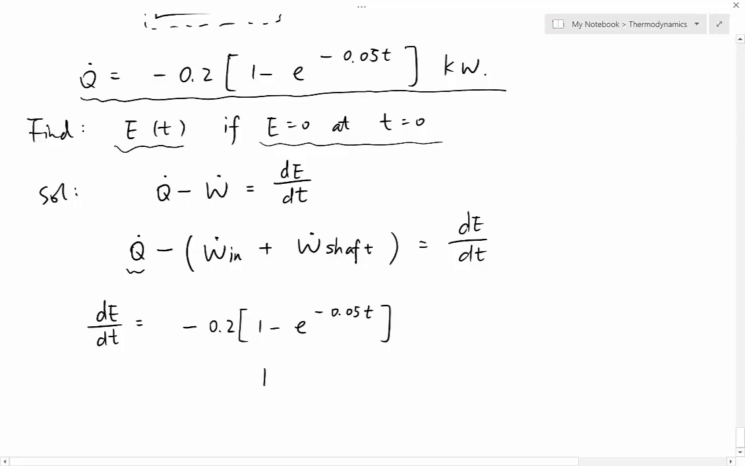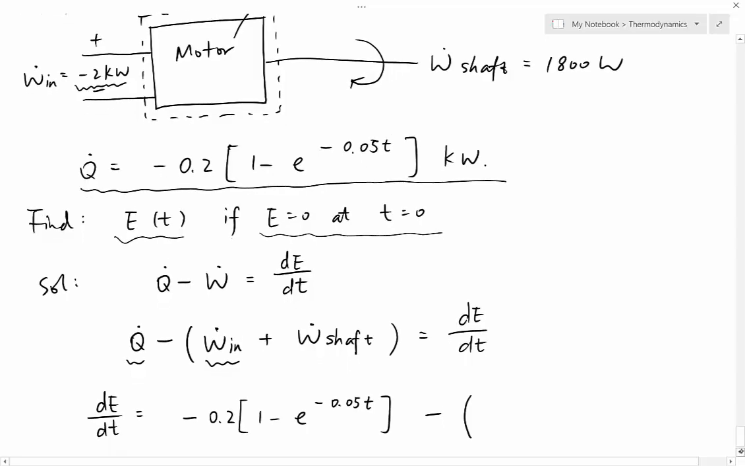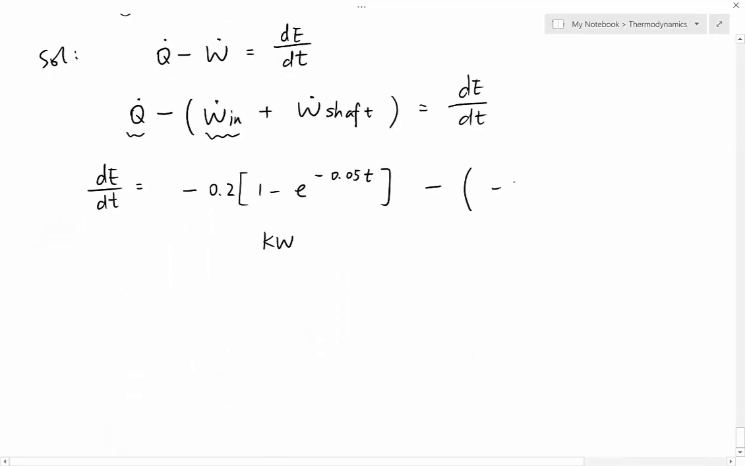And be careful here because the unit is kilowatts. Minus the second one, W dot in. What is W dot in? Let's go back to the diagram. W dot in is right here, negative 2 kilowatts. Okay, so we plug in negative 2 kilowatts.